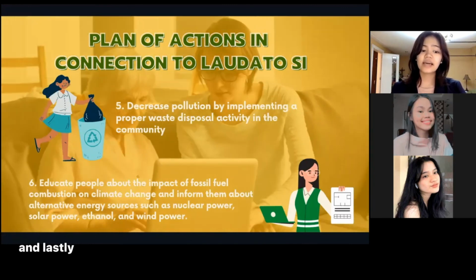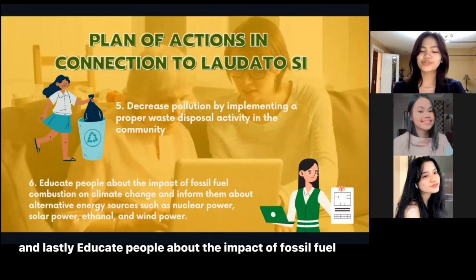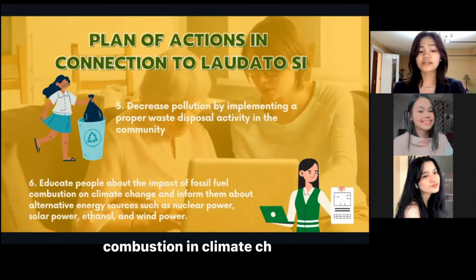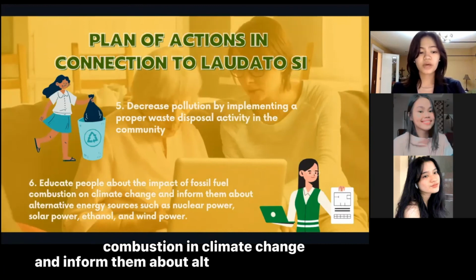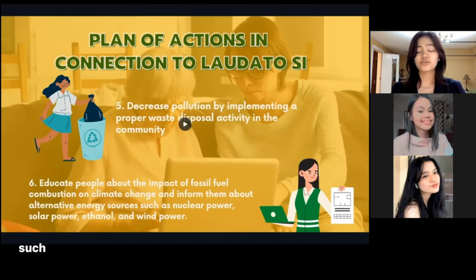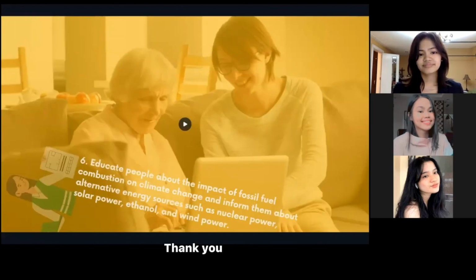And lastly, educate people about the impact of fossil fuels combustion on climate change and inform them about the alternative energy sources such as nuclear power, solar power, ethanol, and wind power. Thank you.